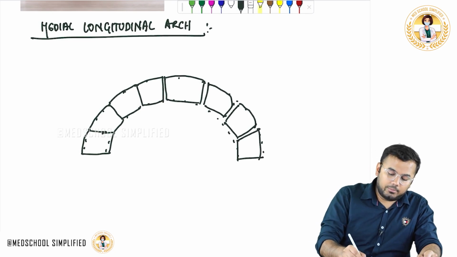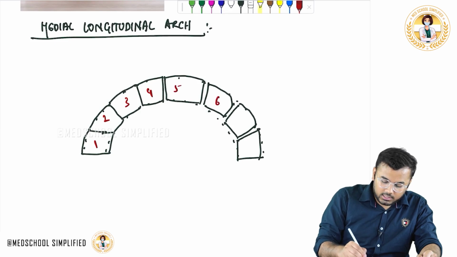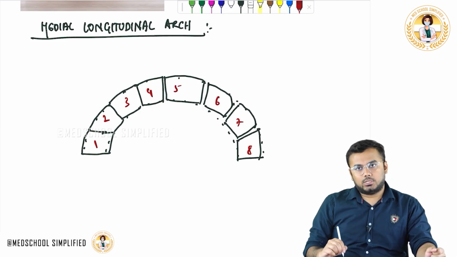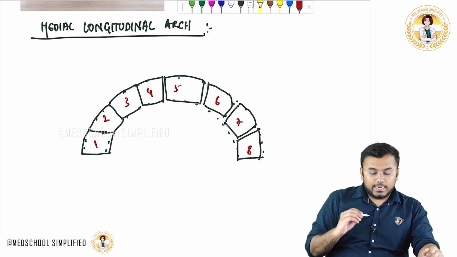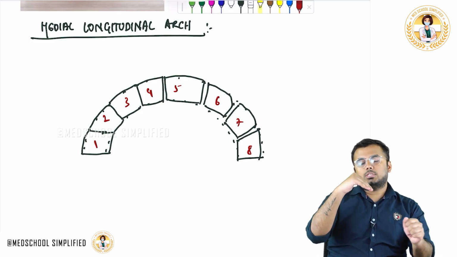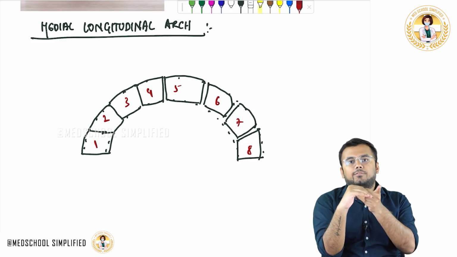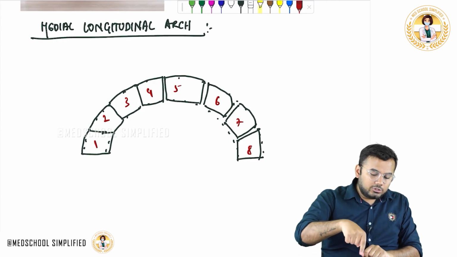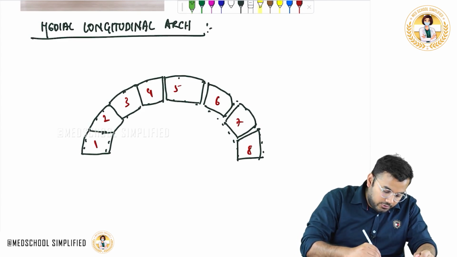So let us see how many stones are located here. 1, 2, 3, 4, 5, 6, 7 as well as 8 stones. All these 8 stones together are forming an arch. These 8 stones should not separate from each other; they should stay like an arch. If they have to stay like an arch, first of all these stones should be interconnected with each other. Yes or no?